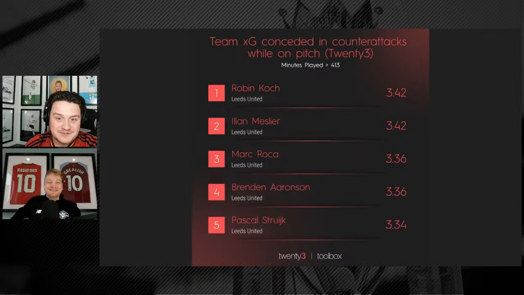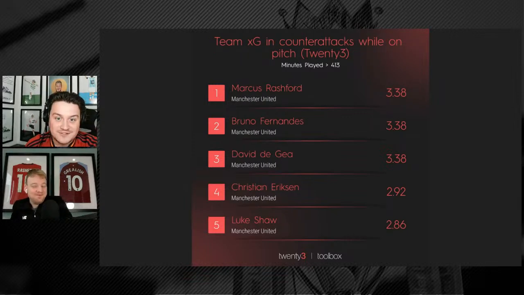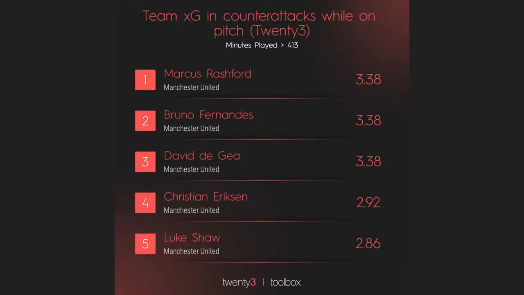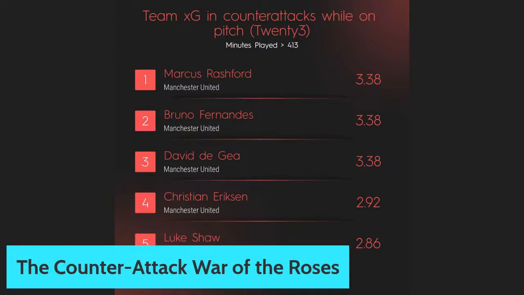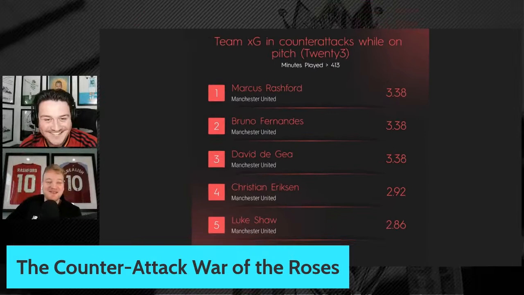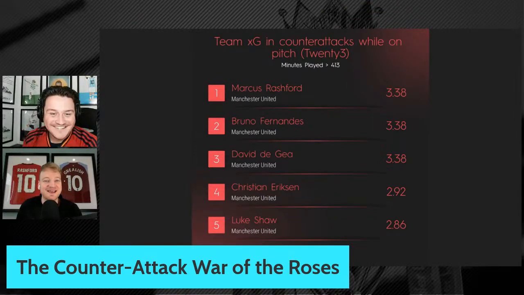Let's flip the script on it though and go to counter-attacking weapons. And again, it's a straight shootout, but this time from the other side of the War of the Roses. Well, I bet you had a lot of fun developing that little subtitle there. I mean, yeah, actually, so again, similar scenario.